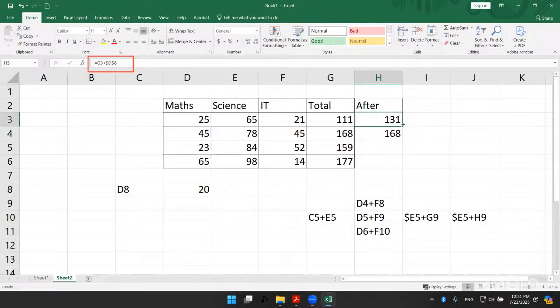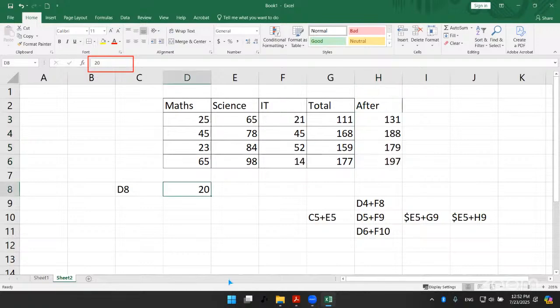So then we can just drag this. You can see every cell will be added by 20. Okay, this is how we can do that. We don't need to add 20 for each one. If we have this kind of thing, you can just add this one. So there is an advantage if we do it like this.